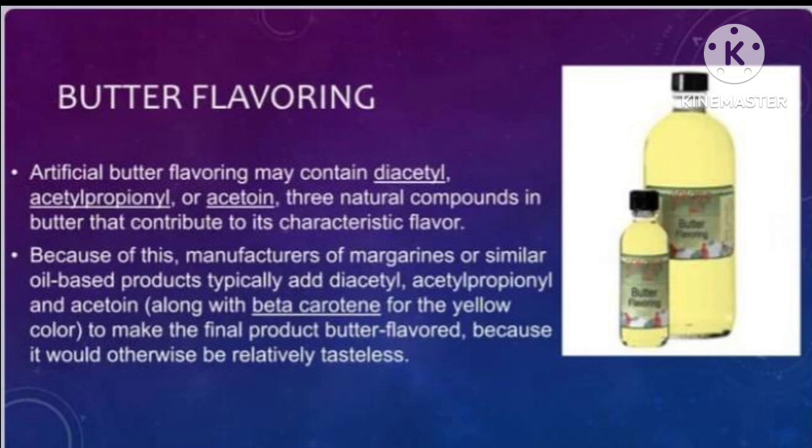Butter flavoring. Artificial butter flavoring may contain acetylpropanol or acetone, 3 natural compounds in butter that contribute to its characteristic flavor. Because of this, manufacturers of margarines or similar oil-based products typically add acetylpropanol and acetone along with beta-carotene for the yellow color to make the final product butter flavored, because it would otherwise be relatively tasteless.